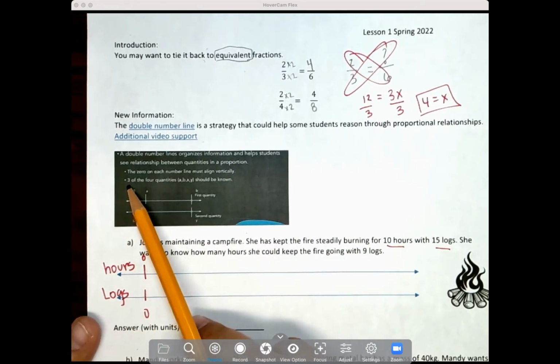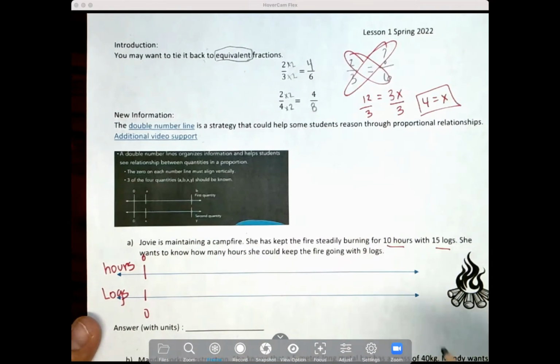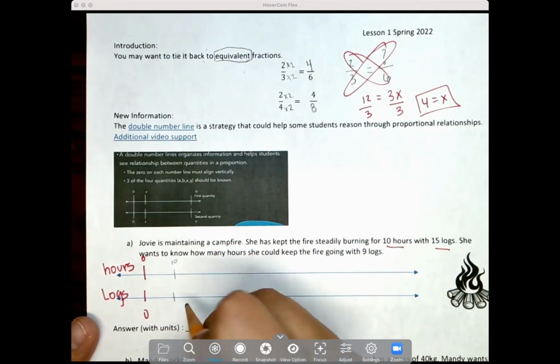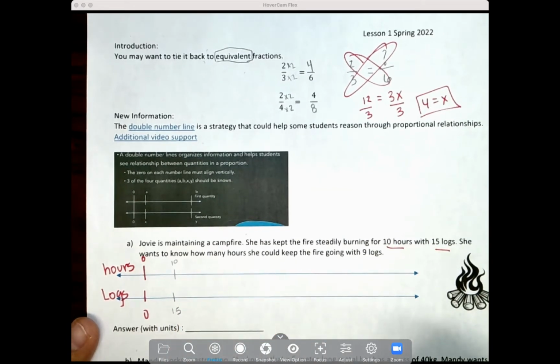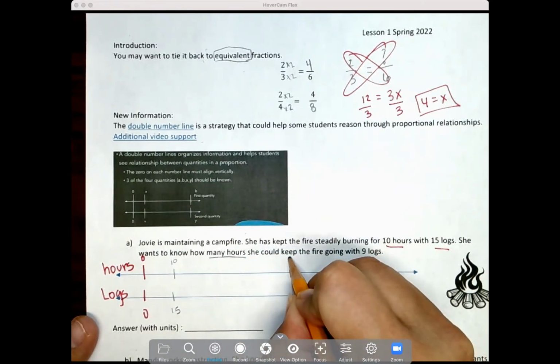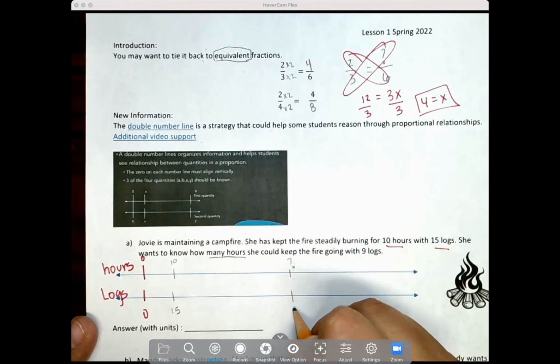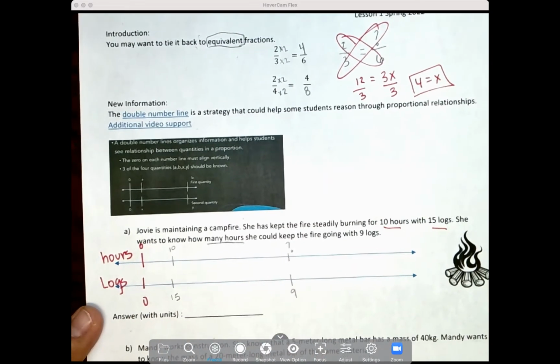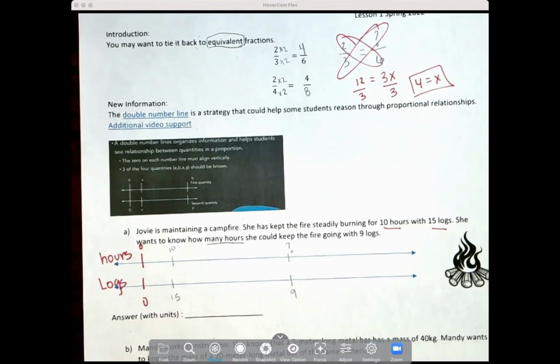If you read the chart, it says that we need to know 3 of the 4 quantities. Okay, well, normally I would have started here and I would say, okay, well, I know then that 10 hours, we're going to use 15 logs, and they want to know how many hours, so that's going to be my question, with 9 logs. But then, oops, what do you notice? As we're working our way across here, our number line would never go from 0 to 15 to 9. So we need to make an adjustment there.